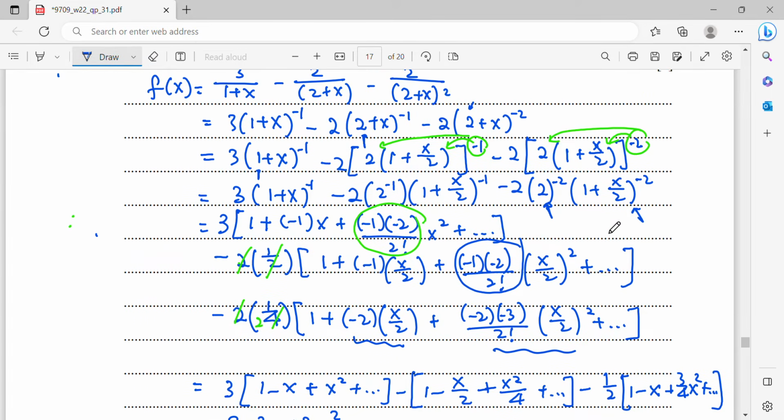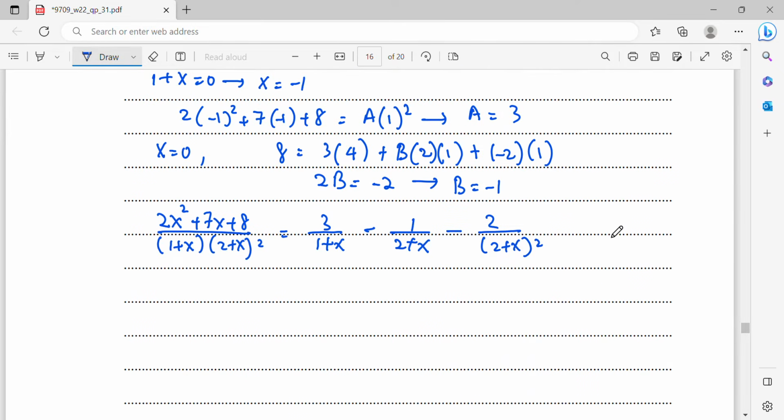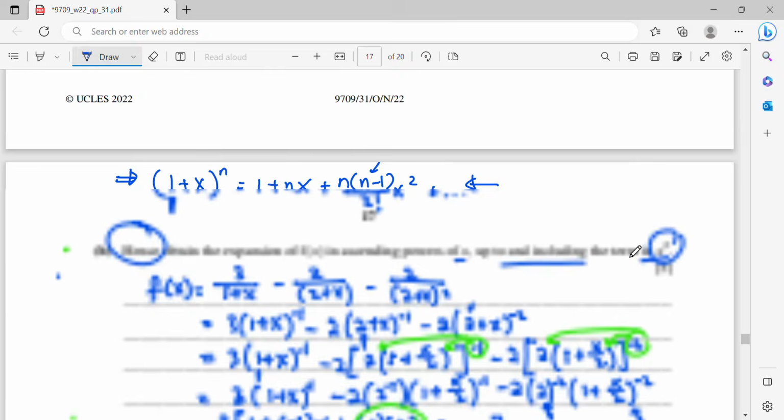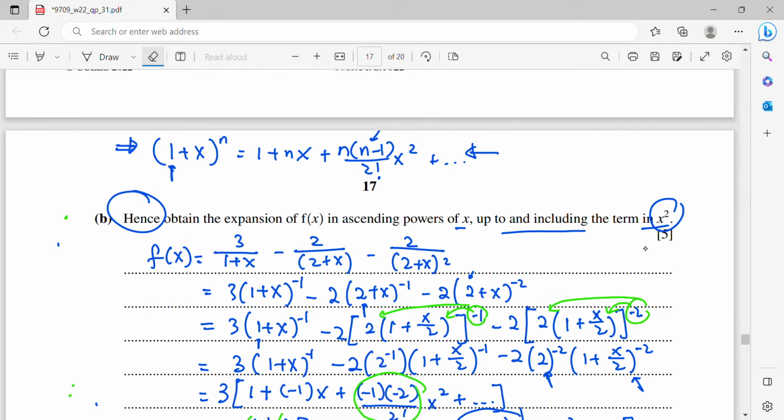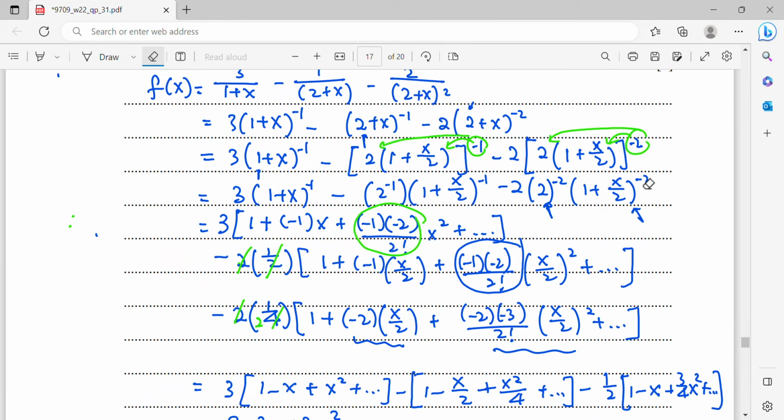Okay, let me check. I think there is a mistake. Okay, there's a mistake here. This is minus 1. Sorry, this is minus 1. It's not minus 2. So this is 1. Okay, mistake. So here is 1. So this 2 will be cancelled off. This half cannot be cancelled off. So which means here I will get negative half.